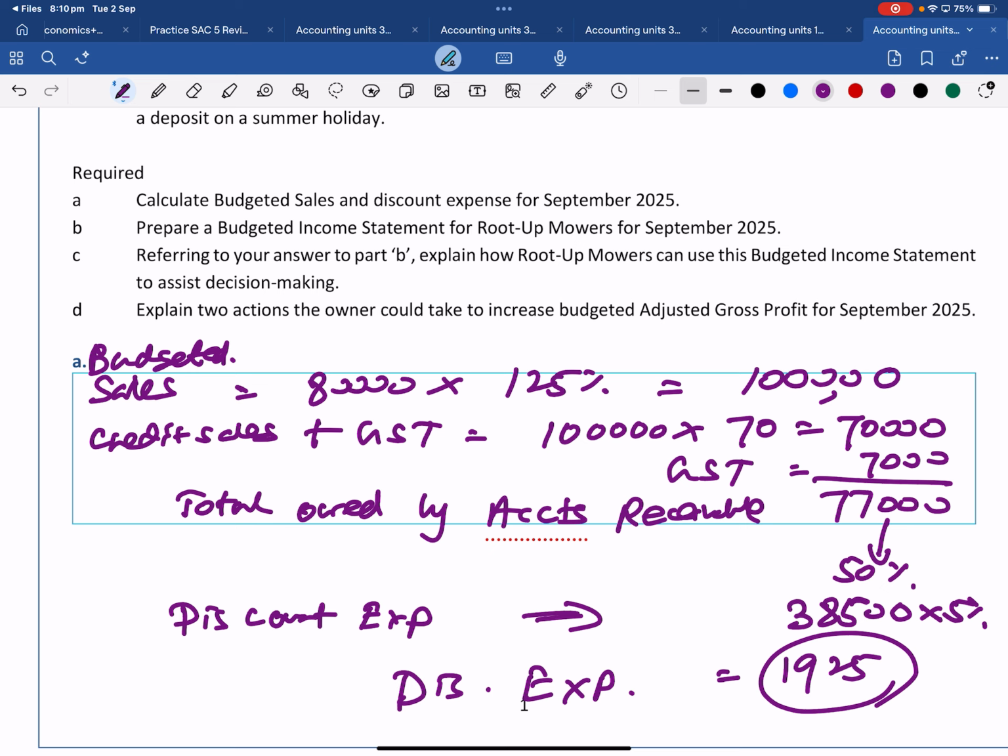Does that mean the amount of GST that has to be paid in total is 10,000? For all sales, the amount of GST that has to be paid is 10,000, because the other 30% will be collected in cash sales, 3,000.